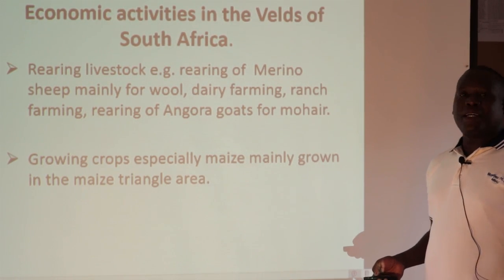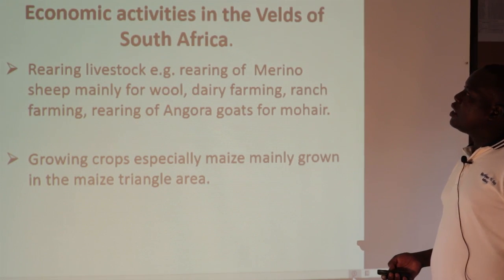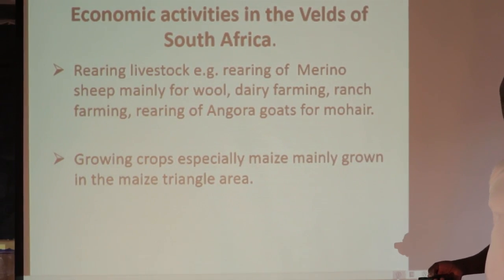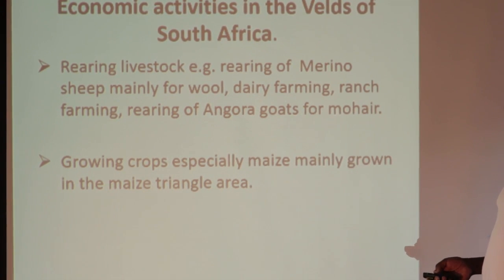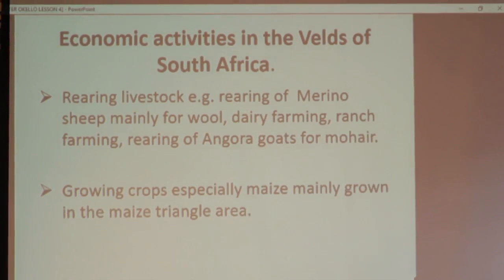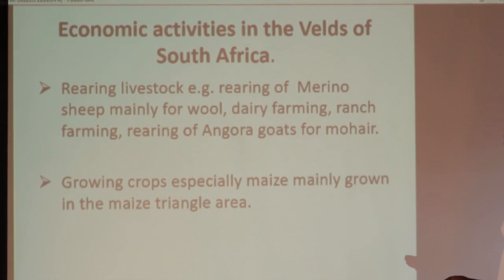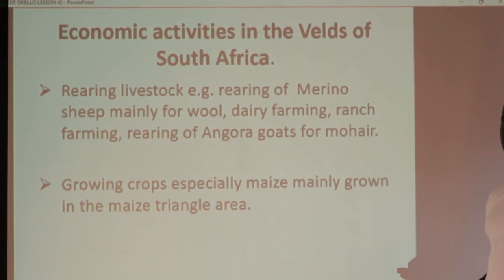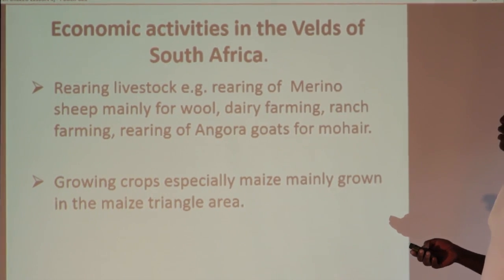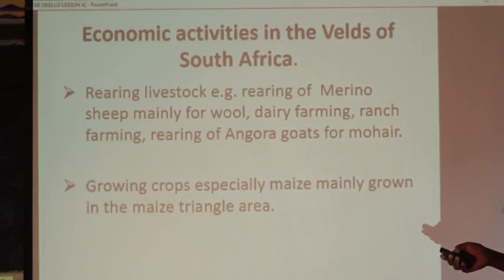Now, let's look at the economic activities that people who live in the veld areas can carry out. One of the economic activities is rearing livestock, for example rearing of merino sheep. I repeat, rearing of merino sheep, mainly for wool. Here, an examiner can ask you to give a reason why merino sheep are mainly reared in the temperate lands. Those people rear them for the wool. Then we have dairy farming, ranch farming, and rearing of Angora goats for mohair.